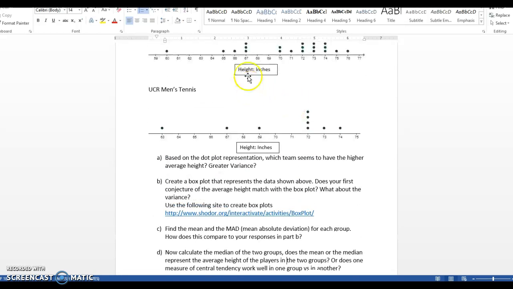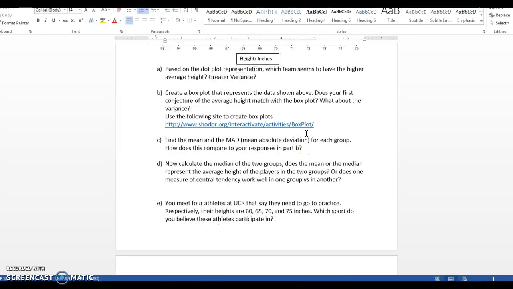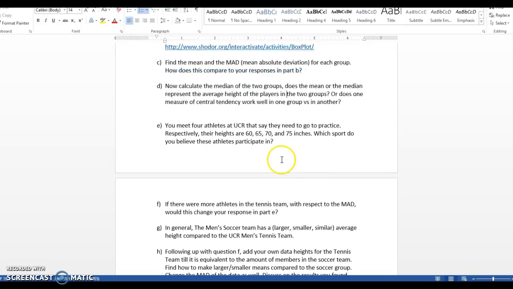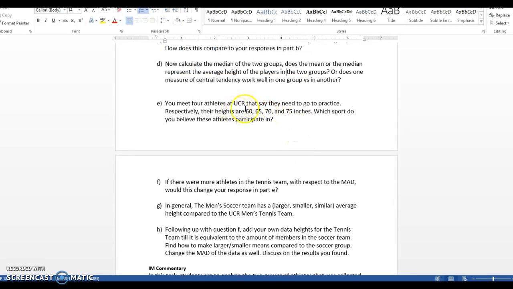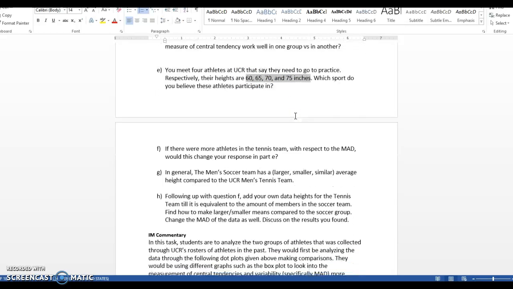So first, they're going to be analyzing the data in terms of the dot plot with their first conjecture, and then they analyze the data with the box plot and notice that the results are actually pretty different. I kind of took the idea from task 2. If they had these different heights of athletes, where would they participate?